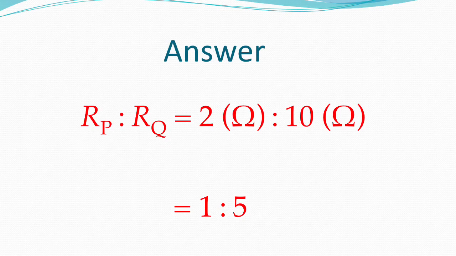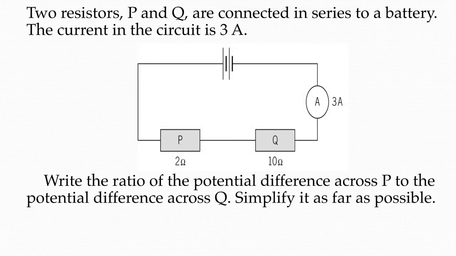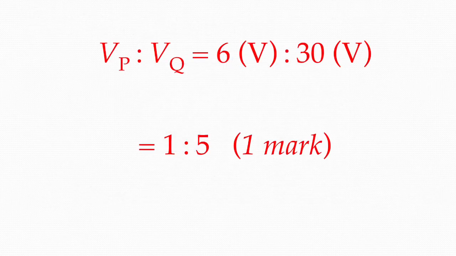The ratio is 2 ohms to 10 ohms, which simplifies down to 1 to 5. I'd now like you to write the ratio of the potential difference across P to the potential difference across Q and simplify as far as possible. And the potential differences are 6 volts and 30 volts, so a ratio again of 1 to 5.